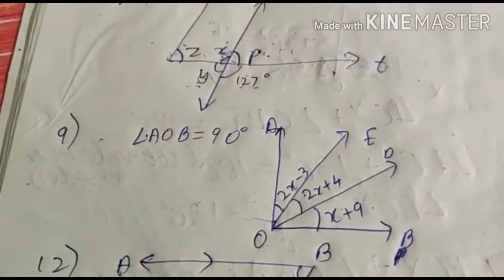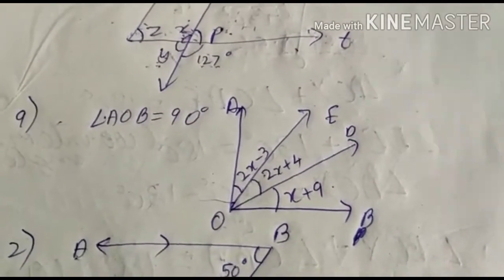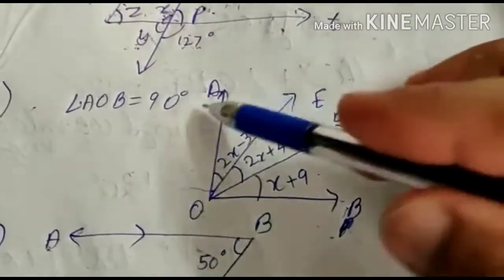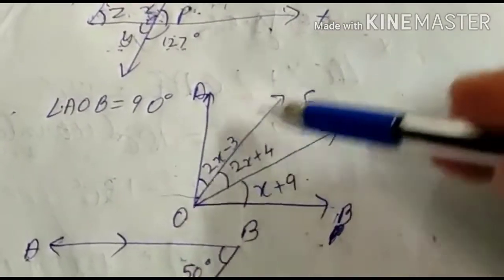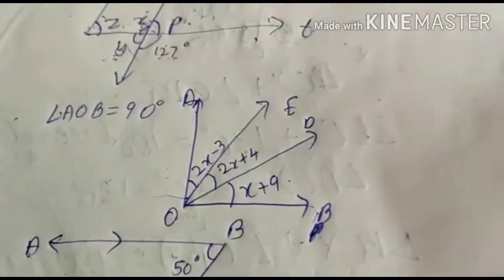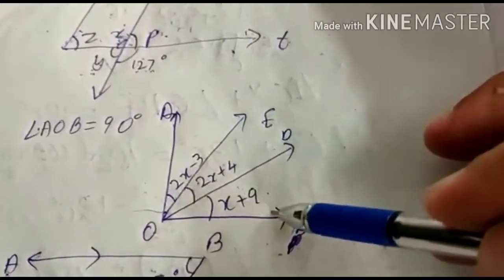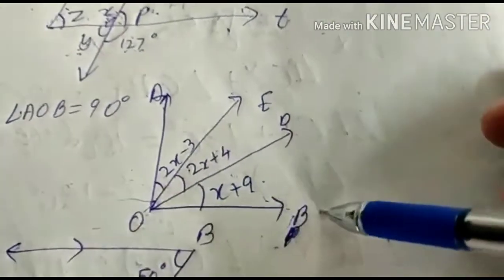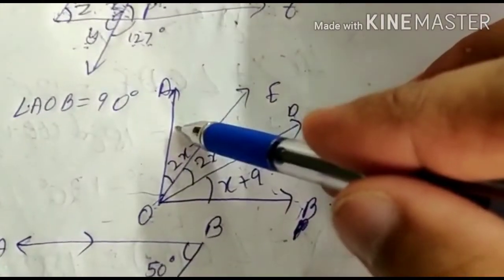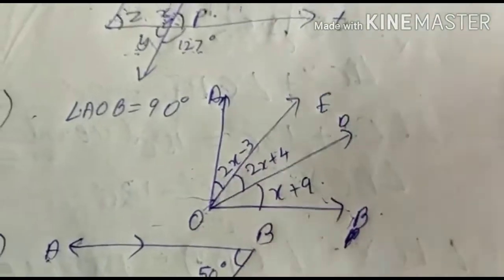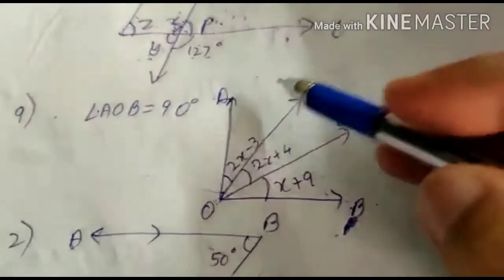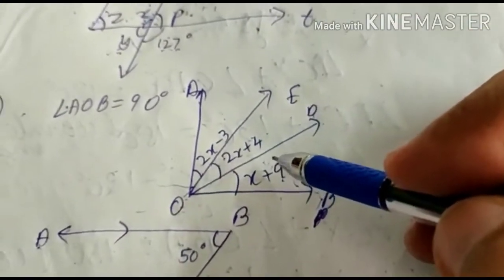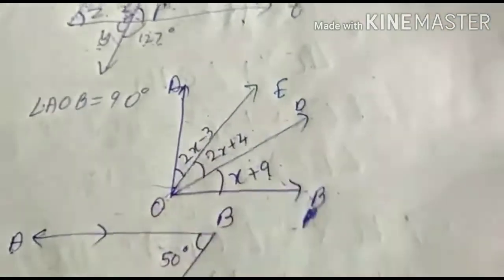Our next question is question number 9, that says that angle AOB is 90 degrees, and it is cut into 3 parts, 1, 2 and 3. So these are the adjacent angles: angle AOE, angle EOD and angle DOB. Adjacent means that they come just beside each other. So it is coming beside this, and this is coming beside this. So these 3 are the adjacent angles made on the complete angle, angle AOB.